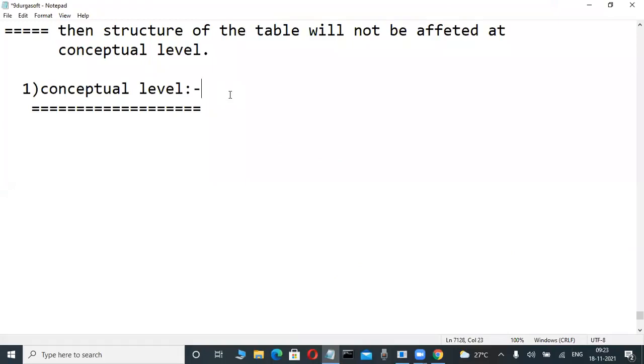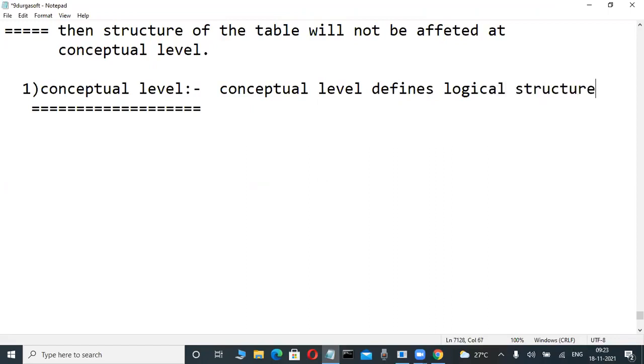Then what does this mean? I will tell you. Write it. Conceptual level defines the logical structure of the database. What is a logical structure? It is a structure which is not visible in the operating system. The logical structure of the database.